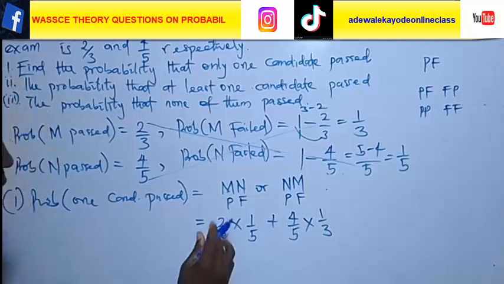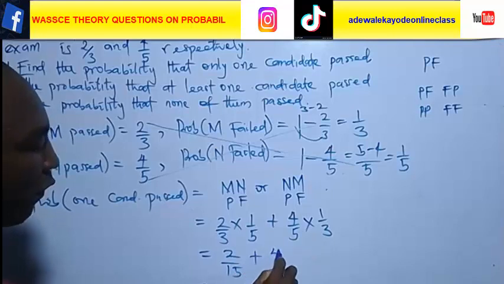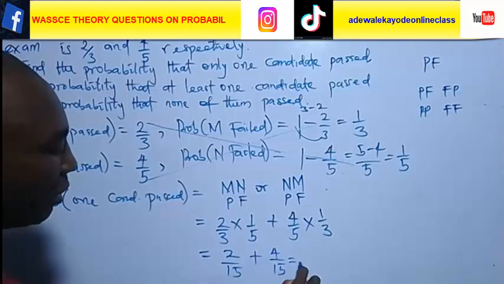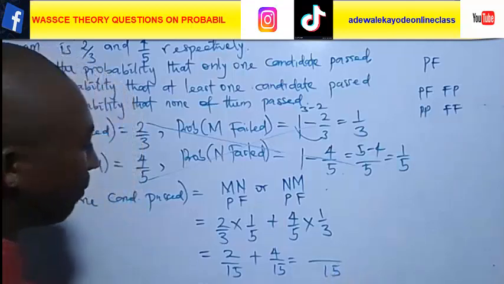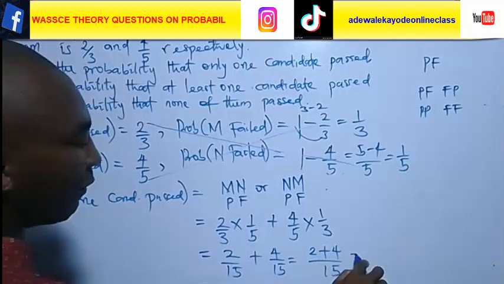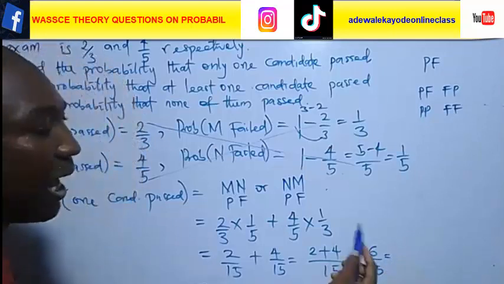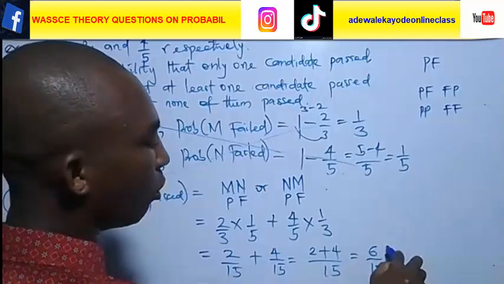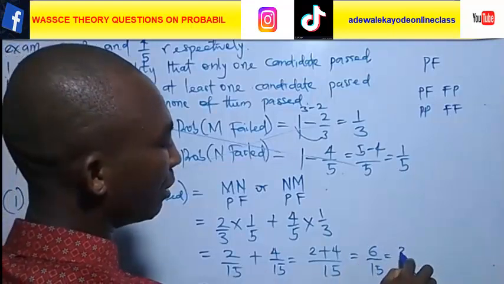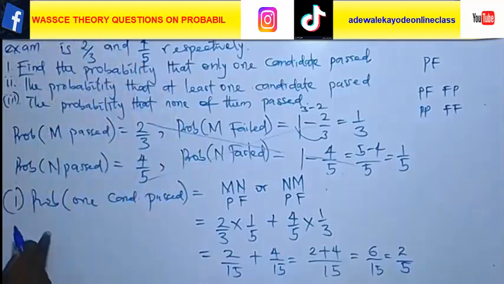So from here, this will be 2 over 3 multiplied by 5, that is 15, plus 4 over 15. 15 is common to both of them, so 2 plus 4, and the final answer there will be 6 over 15. Is there anything common here? Yes, 3 can still go. 3 in 6 gives us 2, 3 in 15 gives us 5. So the probability that exactly one candidate passes is 2 over 5.